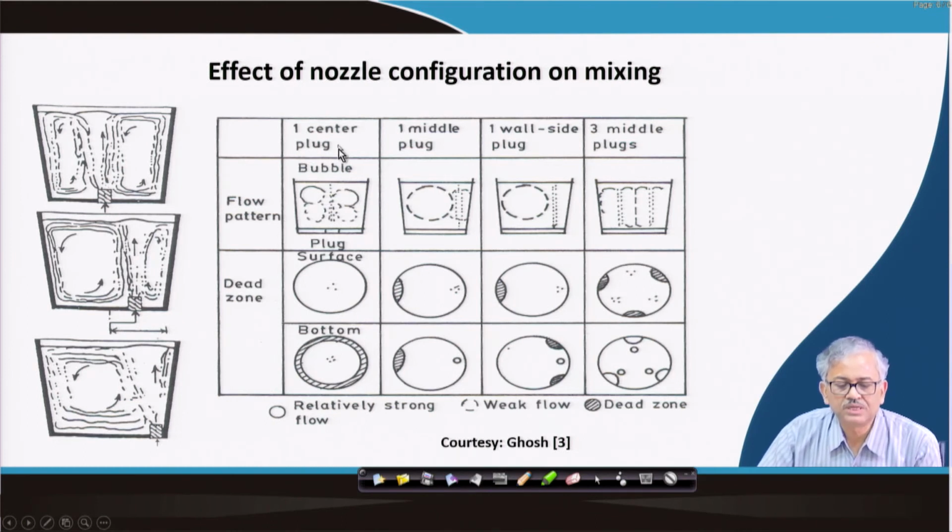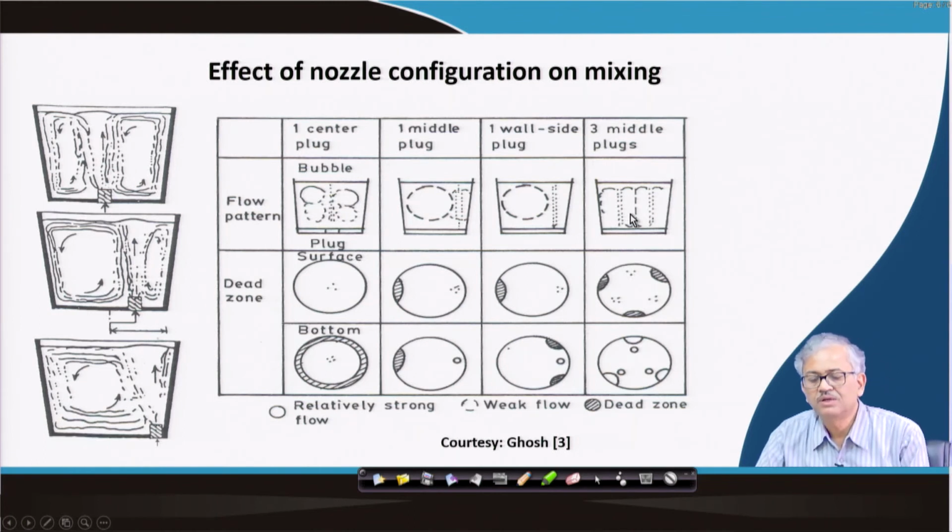In the case of eccentric purging, with one middle plug, you have basically two loops. One is a big loop, comparatively mild and a little weak, but big. Another is a small loop adjacent to the wall. In the case of the one wall side plug, the third case, only one big loop is there on this side. And if you have three middle plugs, then you have this type of flow pattern.